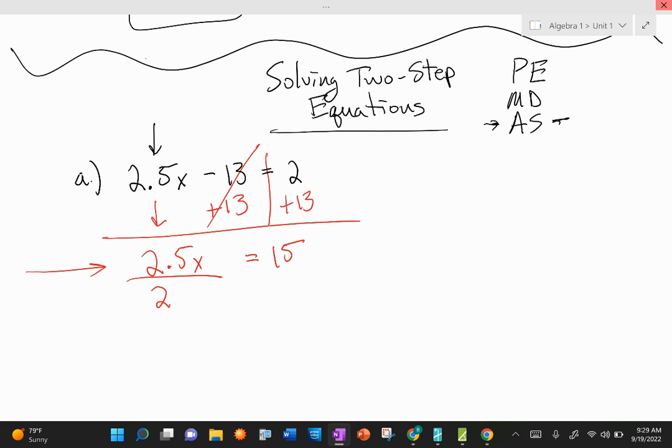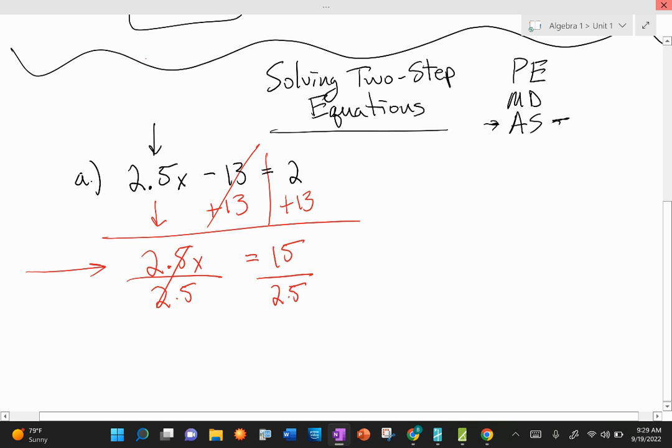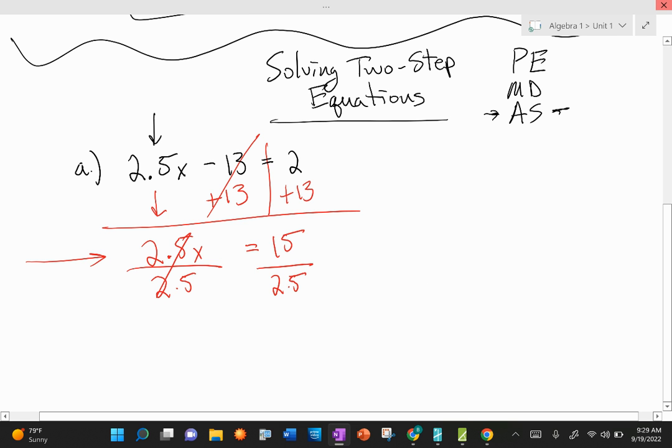Divide by 2.5. And now look, we only have 2 terms, right? So you only have to do what you were doing earlier, which is just divide it on both sides. So your 2.5s will cancel out on the left, just give you x. And then 15 divided by 2.5 is going to give you what? 0.6? Yes. Is that right?